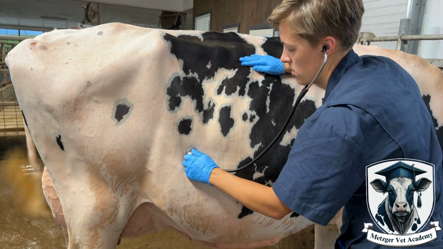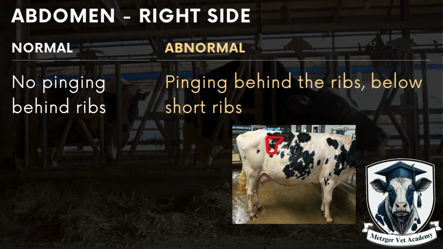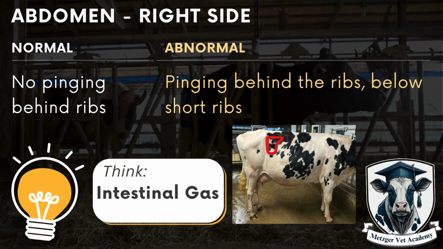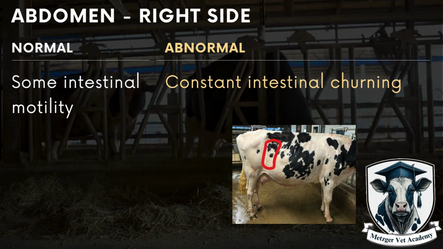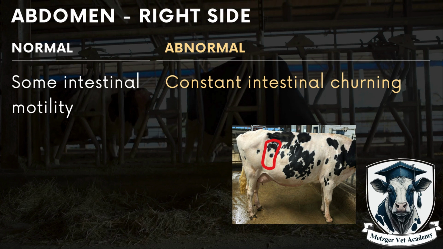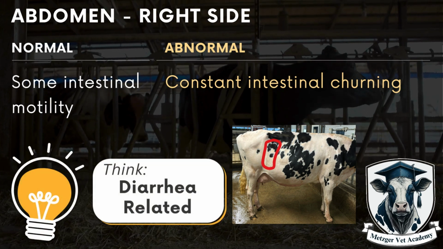Intestinal gas is usually behind the ribs where I'm listening now, and sometimes when you listen closely to an animal that has very gassy intestines, you can even hear them churning. The cecum is also on the right side of the cow, and if a cow has a twisted cecum, you will hear gas directly below the short rib and behind the last rib.